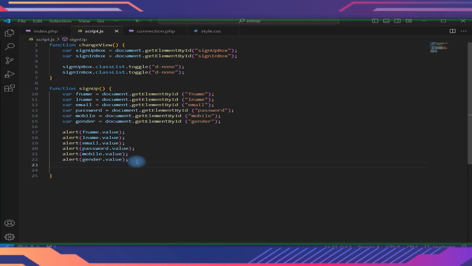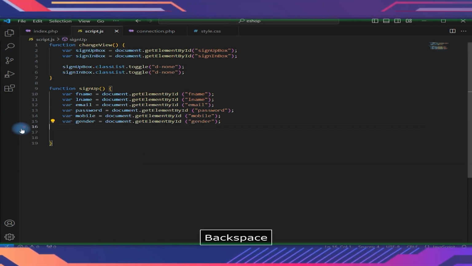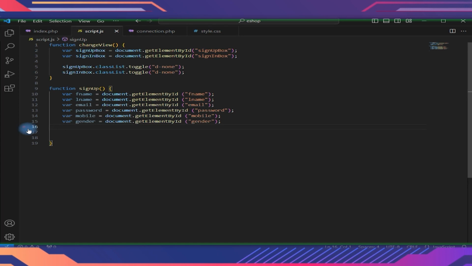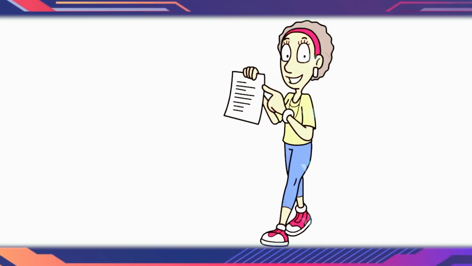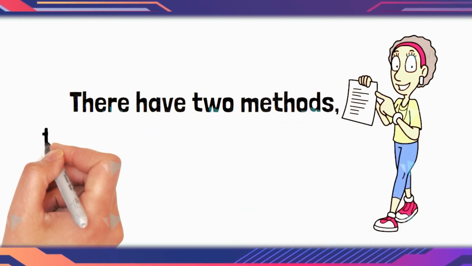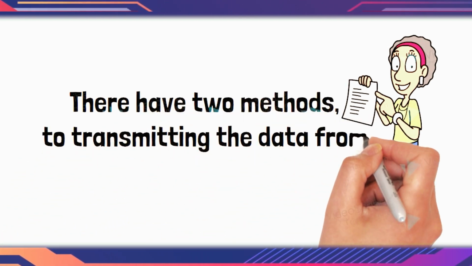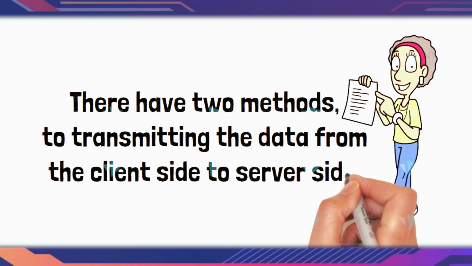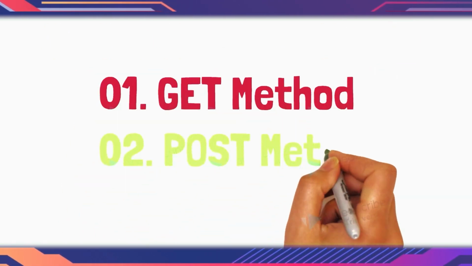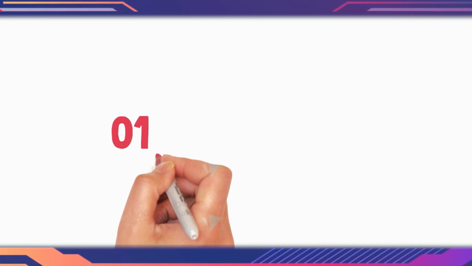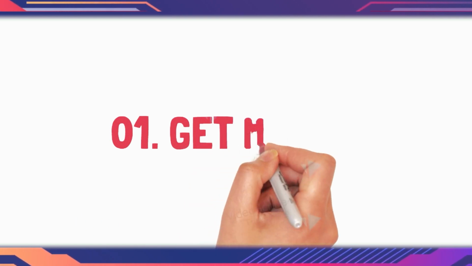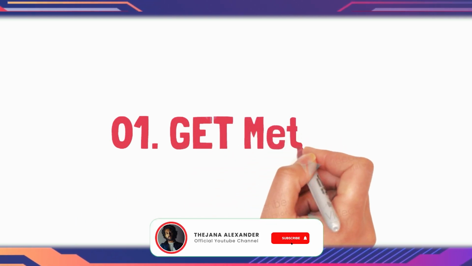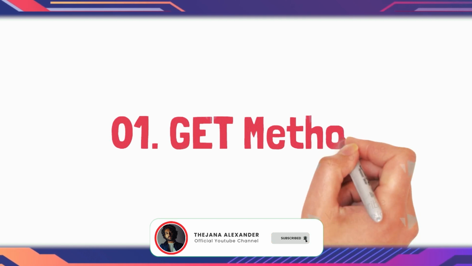Returning to the script.js file, we proceed to advance the sign-up process by commenting out the initial alert. Now, our focus is on transmitting the user-entered data to the server, and for this purpose, we delve into the two fundamental methods, the get method and the post method. In the realm of the get method, data is appended to the URL, making it visible to all. However, due to concerns related to privacy and security, this method is not suitable for transmitting sensitive data.